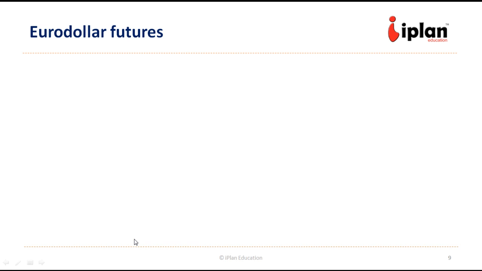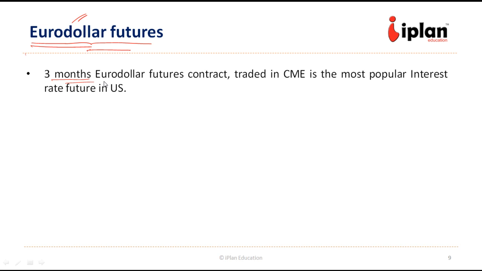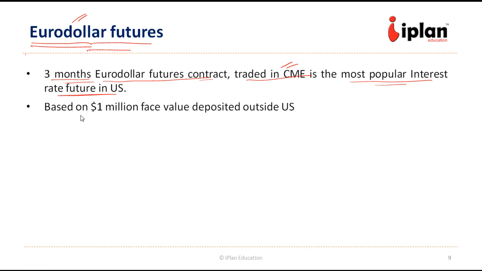Let us move to the next concept, which is eurodollar futures. We have a different kind of interest rate futures here in terms of eurodollar. Let us understand it. Three-month eurodollar futures contracts, which are traded at the Chicago Mercantile Exchange, are the most popular interest rate futures in the US. They are based on $1 million face value deposited outside the US. So it is assumed that the notional value is going to be $1 million, which is to be borrowed or lent by somebody. And since it is assumed to be deposited outside the US, it is not regulated by US agencies.